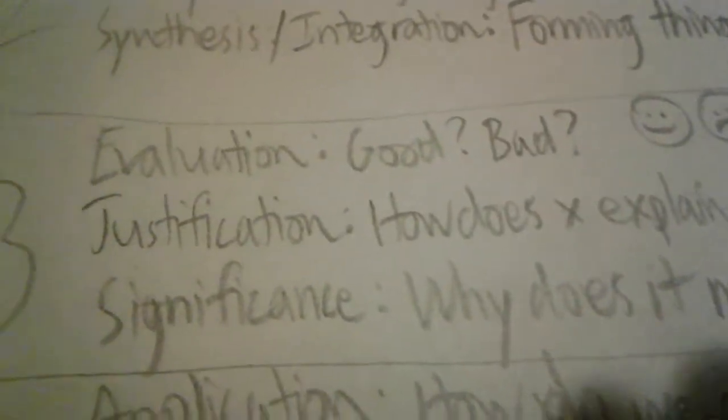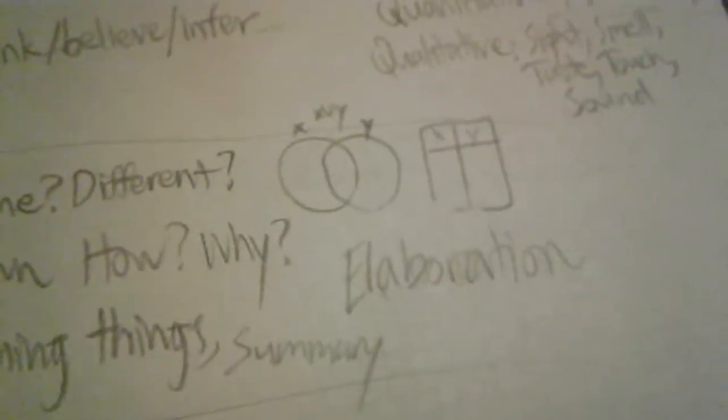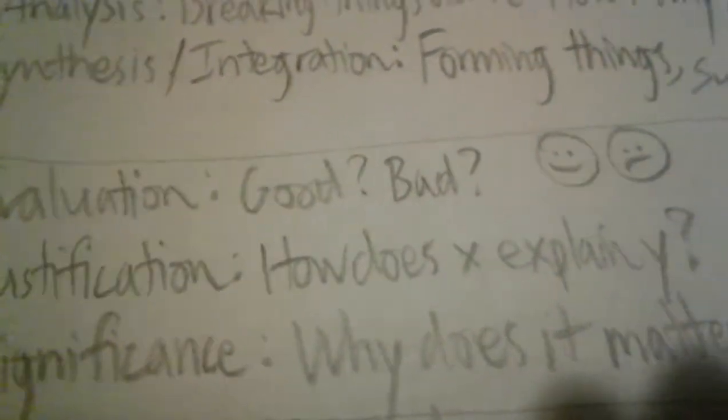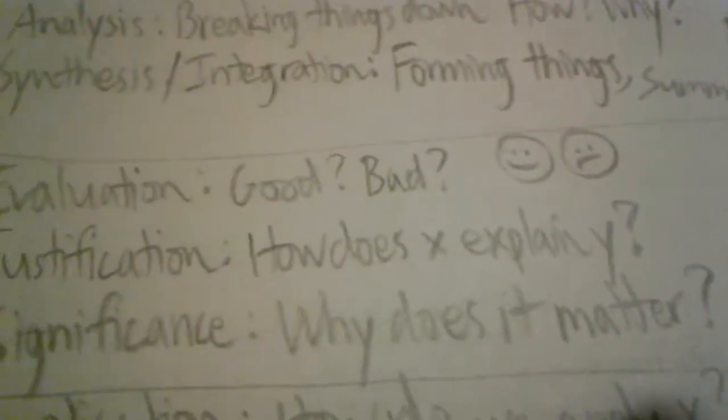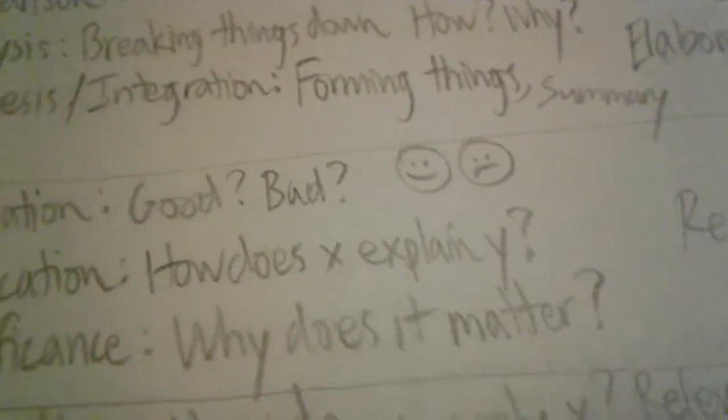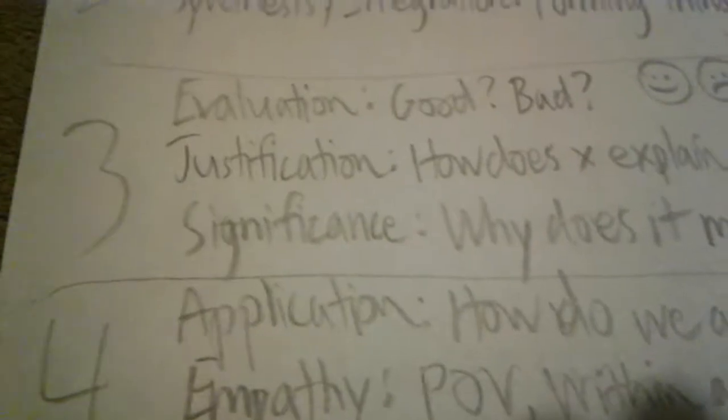Then there's reasoning. The top is elaboration, and then level 3 is reasoning. We're trying to go a bit further, trying to see if it's good or bad, how it justifies something, whether it matters at all, finding the significance.